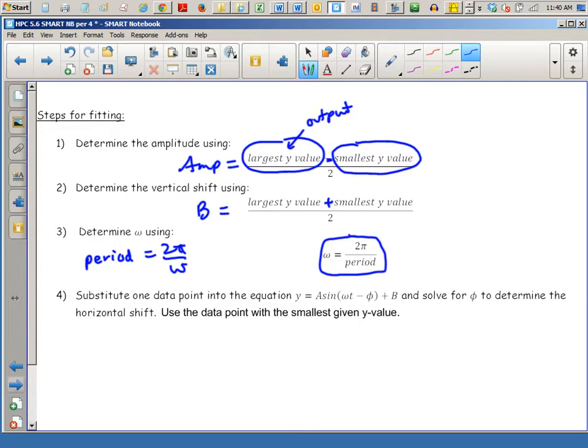This last one is just saying that you're going to need phi eventually. But to get phi, you're going to have to do some work. You're going to have to basically write this model down. At this point in time, you'll already know a and b and omega. And you'll plug in a t and a y value. One t value and one y value to get the last missing piece, phi. Okay, so let's just jump in and try an example.